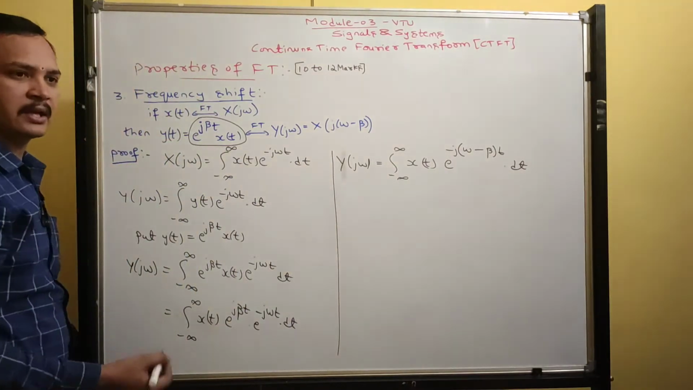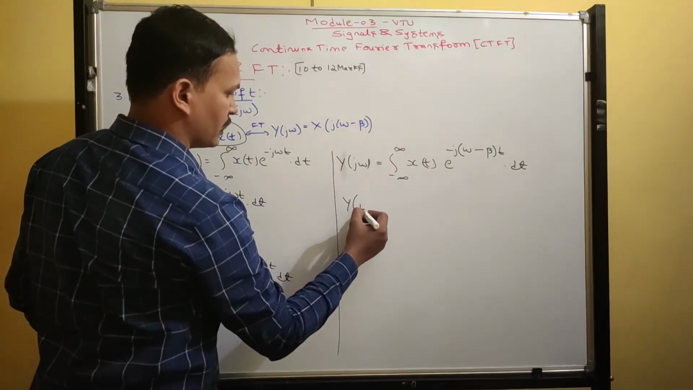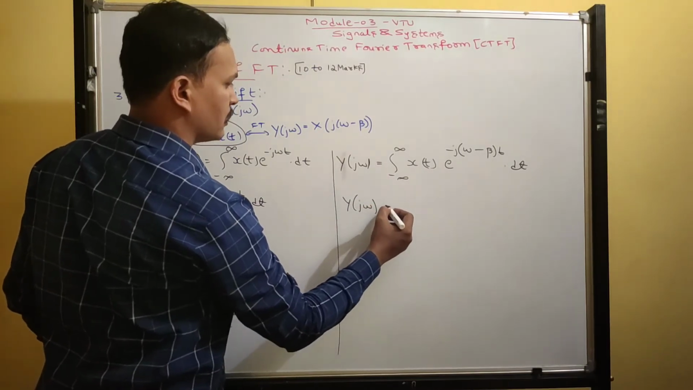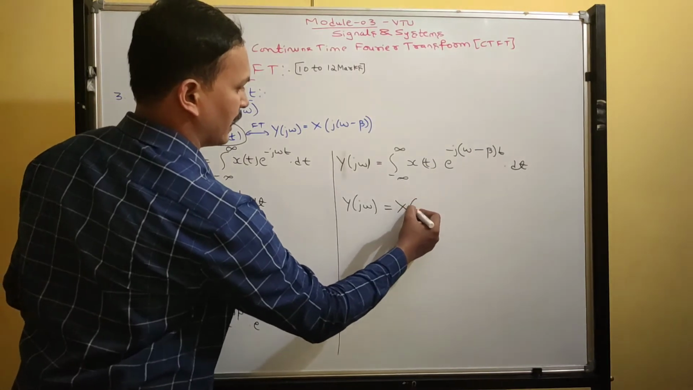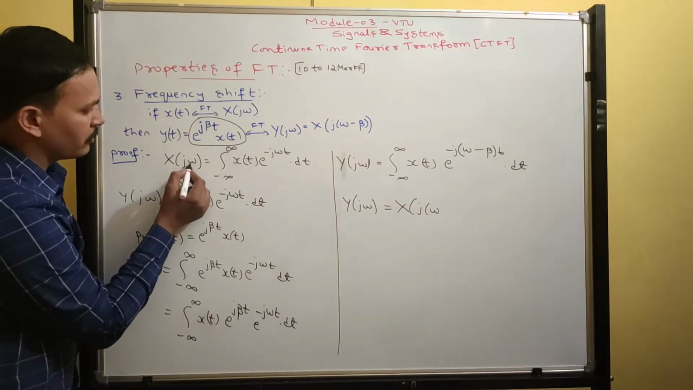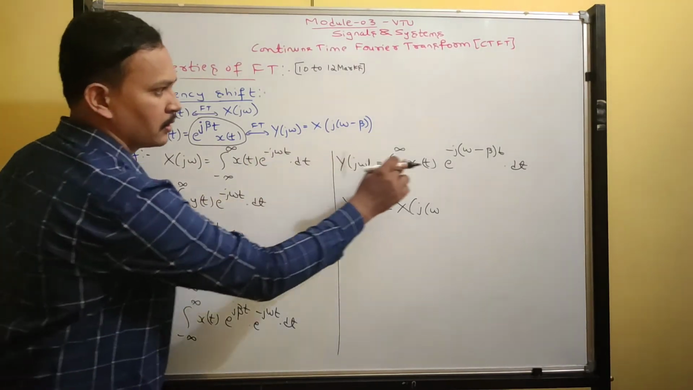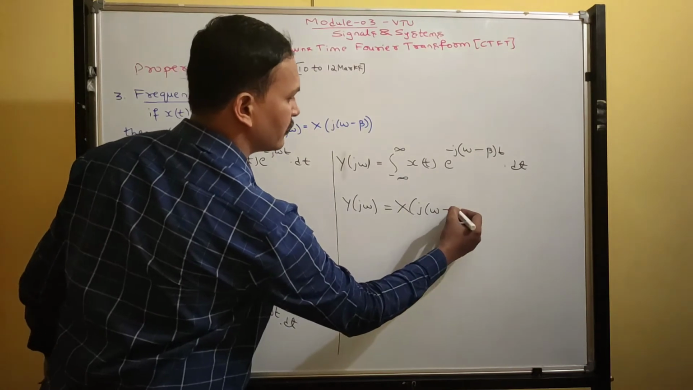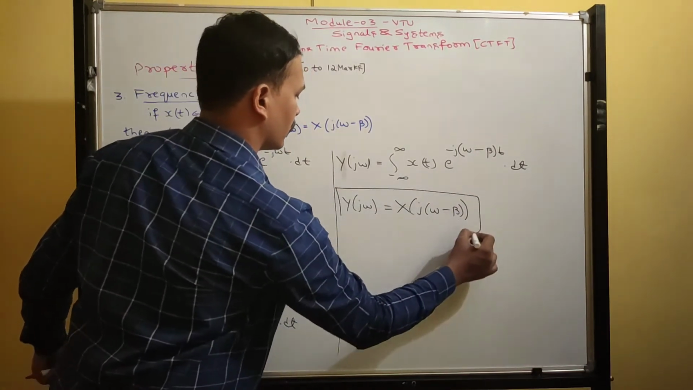So finally we can write this whole equation as Y of j omega, comparing with capital X of j, in place of omega we have omega minus beta. Hence proved.